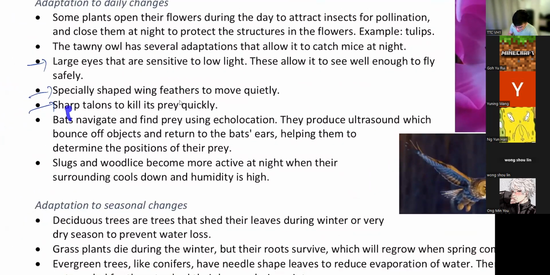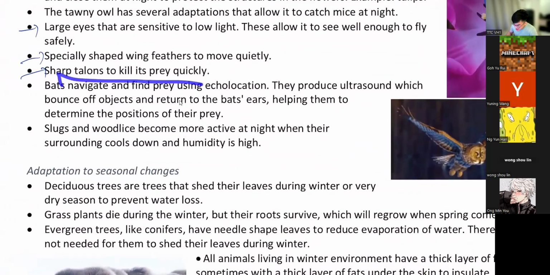Anyway, so they have sharp talons to catch prey quickly. So this is okay, guys. Every hour they are very good at hunting. Okay, get yourself one if you have a mice problem.